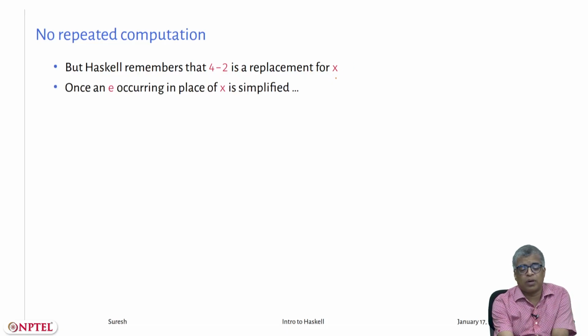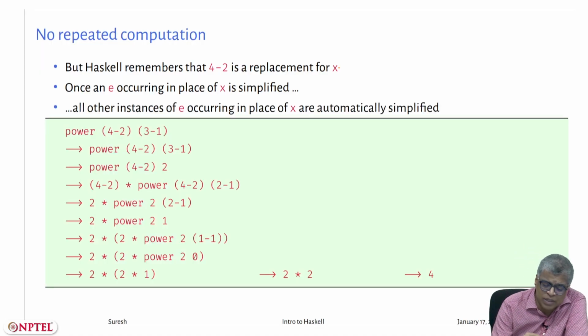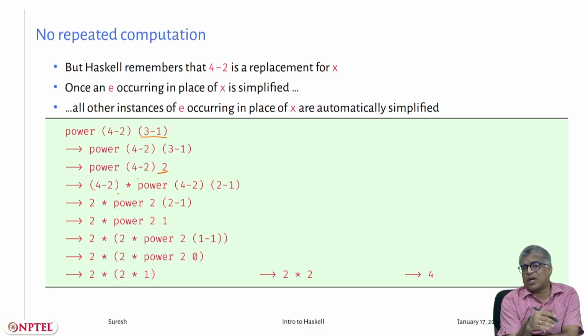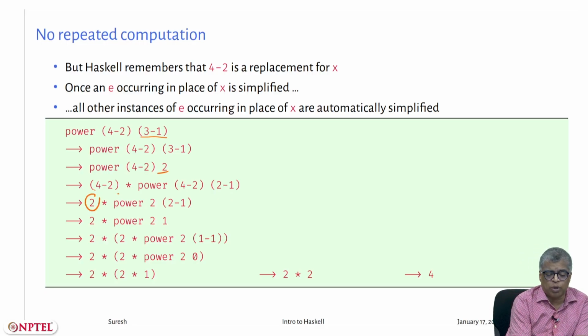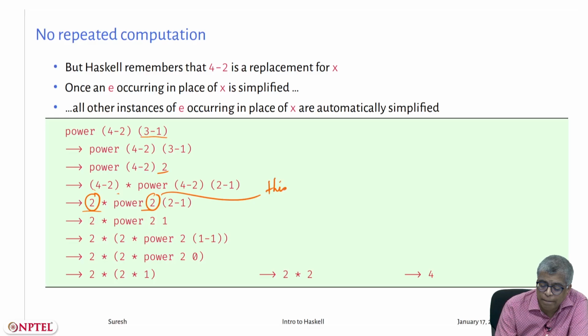So once an expression e occurring in place of x is simplified, everywhere else the simplified expression will be used. So what really happens in Haskell is power (4 - 2) (3 - 1) is power (4 - 2) 2, is (4 - 2) times power (4 - 2) (2 - 1), but the left hand side of the star has to be reduced to a number, so it will be reduced to the number 2, but simultaneously, magically almost, the right expression which was power (4 - 2) (2 - 1) becomes power 2 (2 - 1). This is just one simplification.